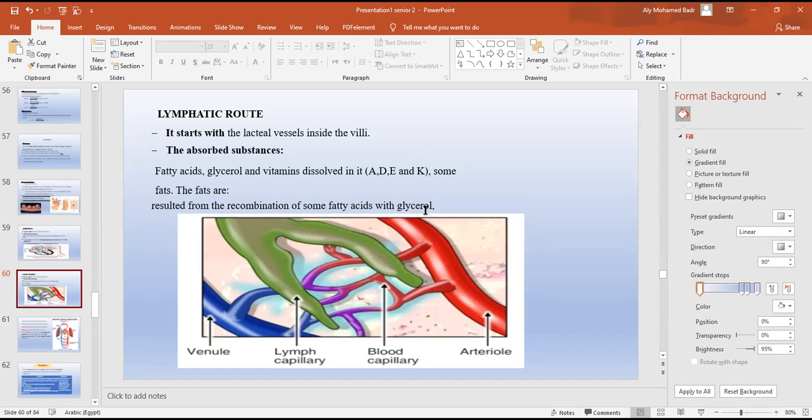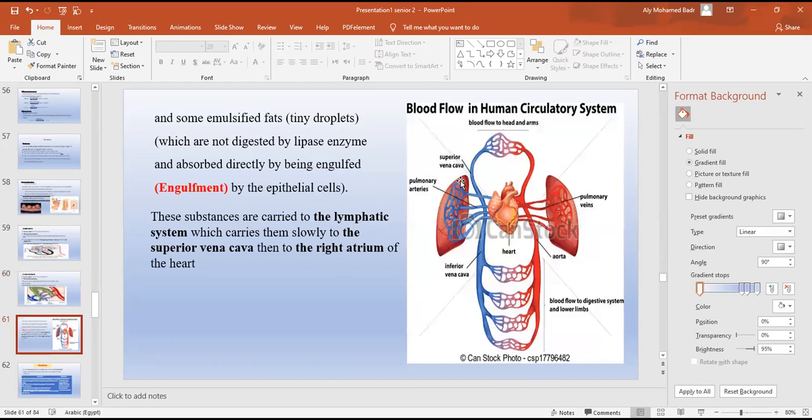This is how it looks. These are the arteries and the veins. The artery carries the oxygenated blood, so its color is red, whereas the veins carry deoxygenated blood, so we always color it as blue. This is the lymphatic capillary, and these are the blood capillaries. This is how the blood flows in the human circulatory system.